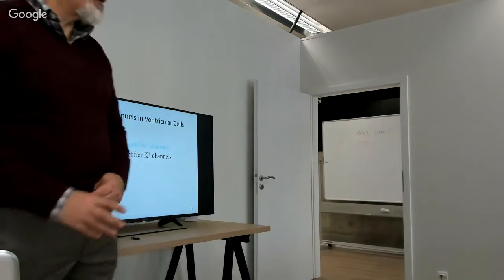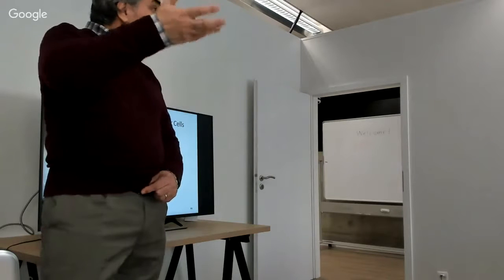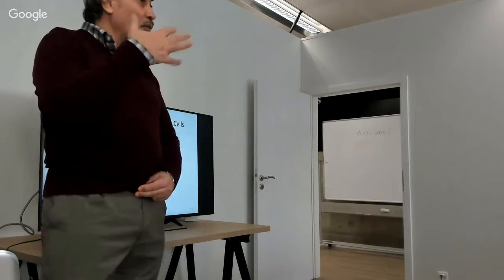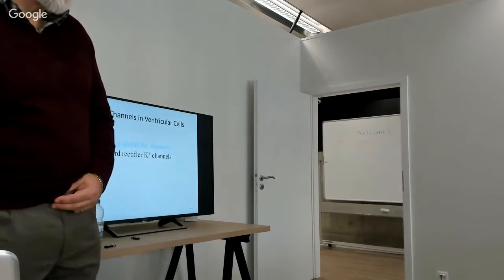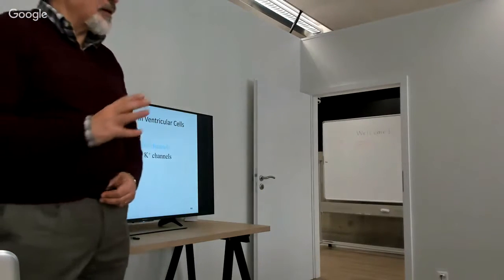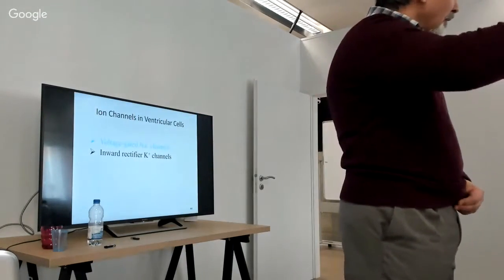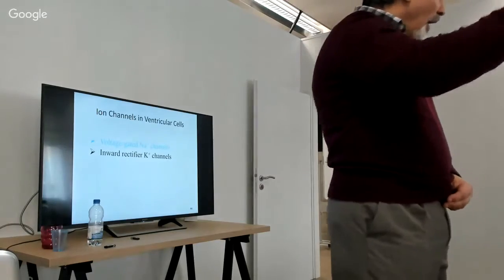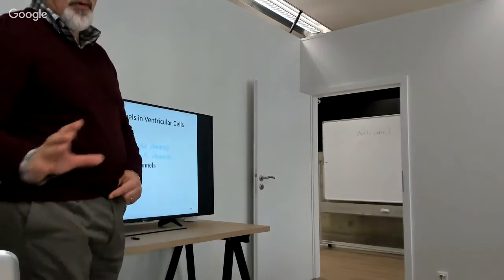It is important that they close, otherwise, if they don't close, we lose a lot of potassium, because in that moment it's positive inside. And so the gradients are both in the direction to go out. It's a good thing that they close. That is why I call it the inward rectifier.